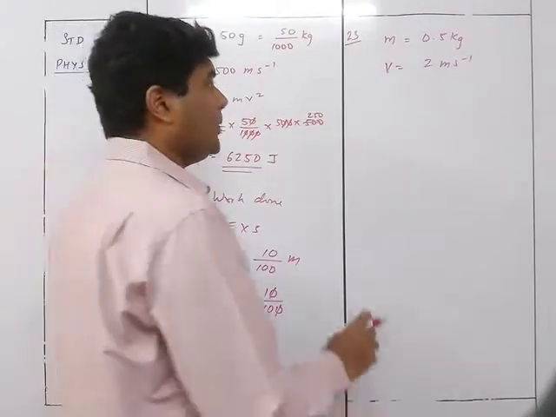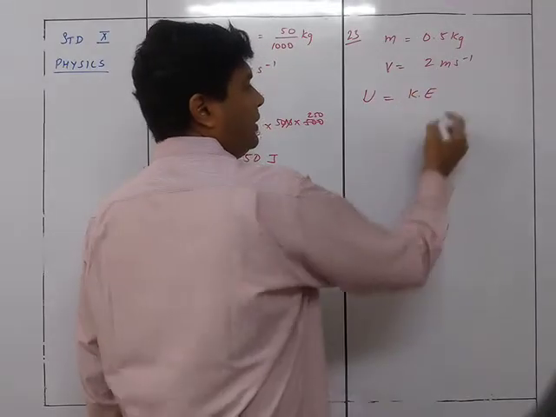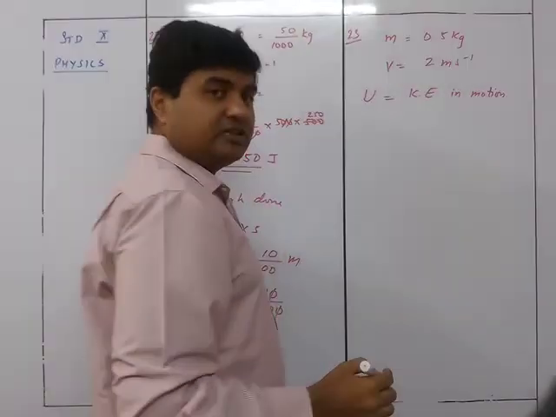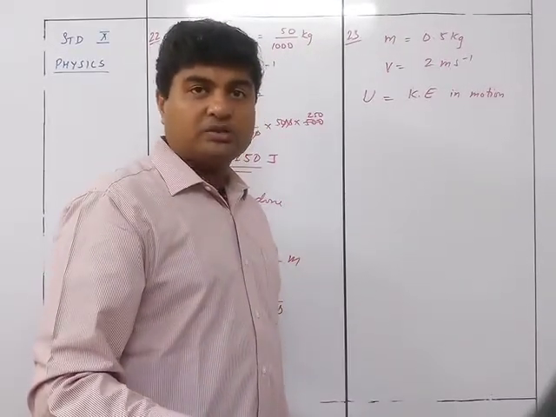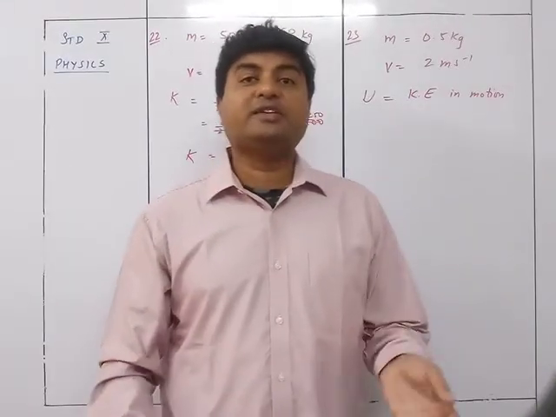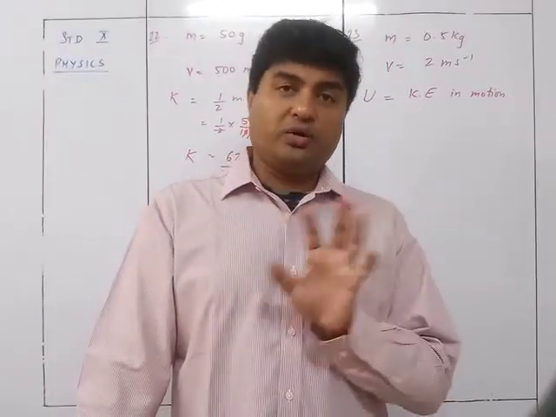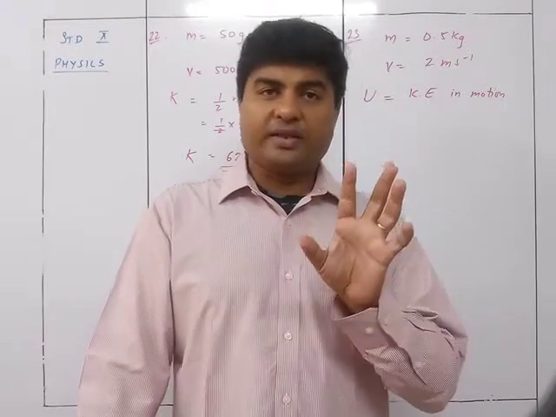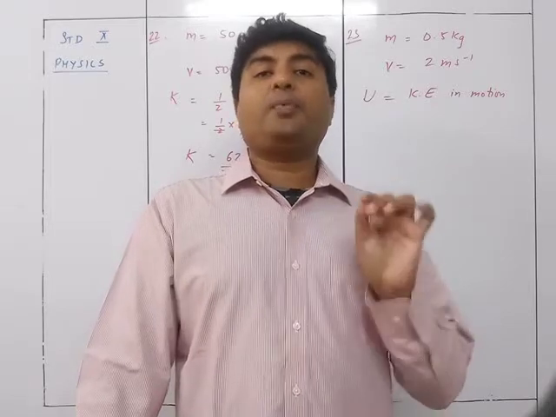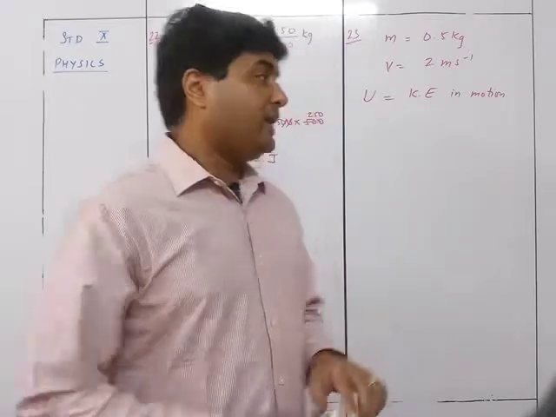So we now know over here that the potential energy U is equal to kinetic energy in motion, because the complete potential energy of the spring got converted into kinetic energy, since it is given that it's a smooth horizontal surface. So we do not take friction or anything into consideration because they have not asked us to. So the complete potential energy of the spring got converted into kinetic energy.